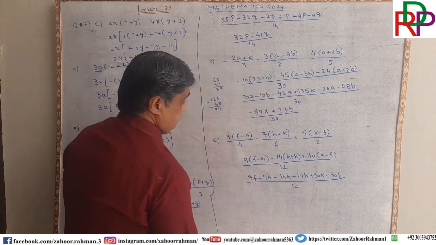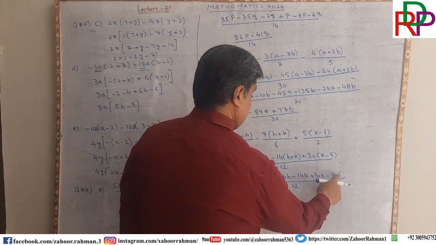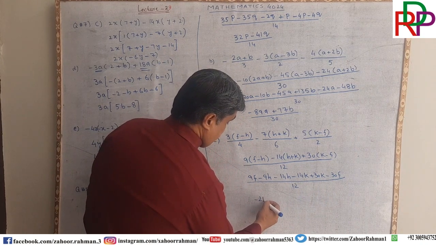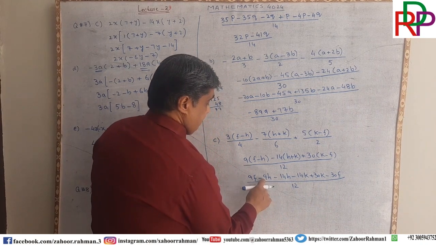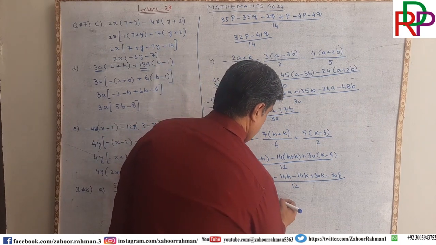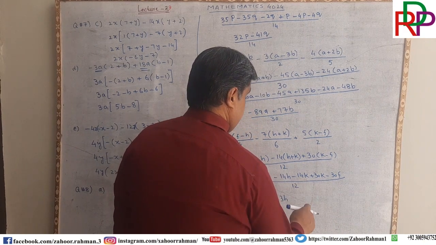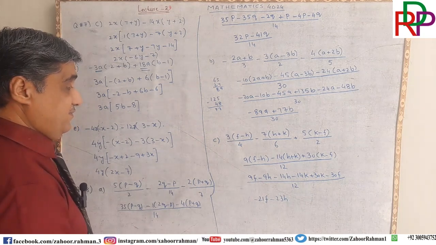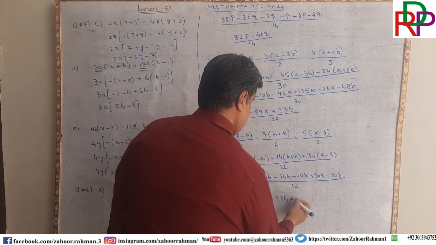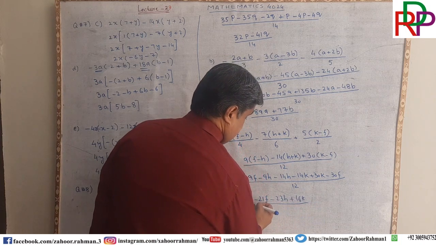Now I have to add f with f. 9 and minus 30, so minus 21f, minus 9h and minus 14h will give you minus 23h, and minus 14k and 30k will give you 16k, whole divided by 12.